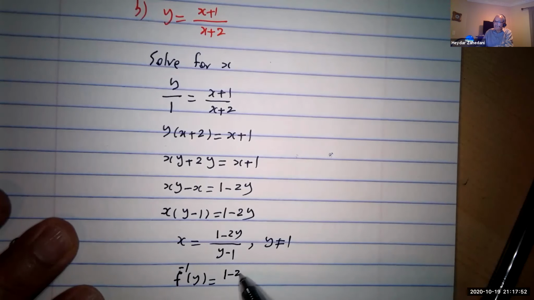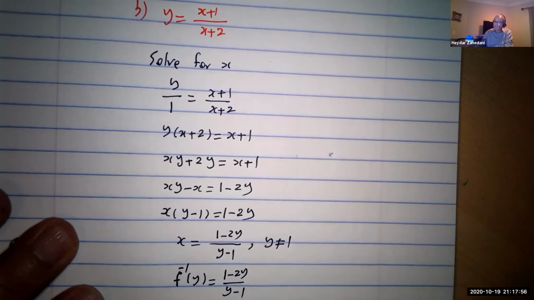f inverse of y is 1 minus 2y over y minus 1. If you want to write it down as is in your book, now you change it to the x. So 1 minus 2x over x minus 1.